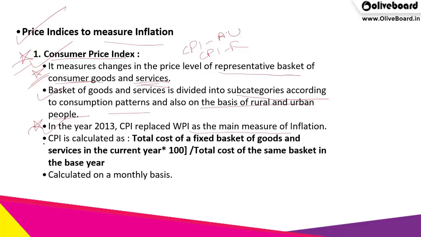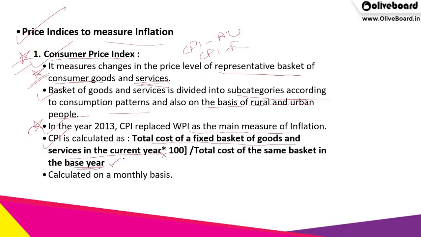So this is important. Now CPI is calculated as: CPI equals the total cost of a fixed basket of goods and services in the current year, suppose the year is 2018, into 100, divided by the total cost of the same basket in the base year.